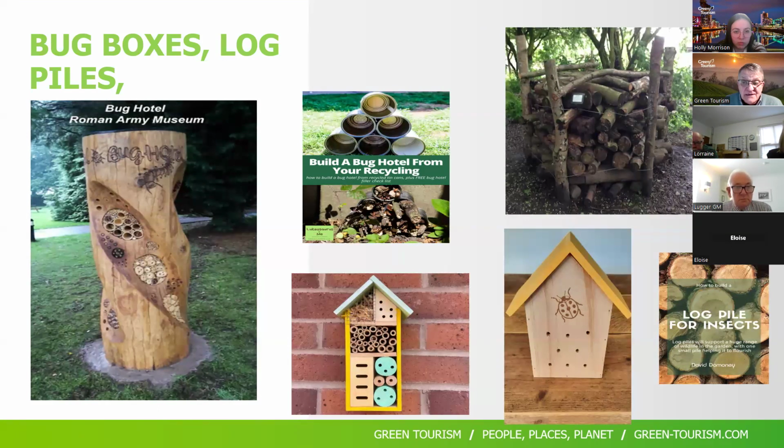Bug boxes and bug hotels can be bought cheaply and again come in many guises. They are also fairly easy to make from recycled materials and things like pine cones, canes, and dried stems of plants. There are some great examples, such as the one in the slide from one of our members at the Roman Army Museum at Hadrian's Wall on the border. It's a corker.